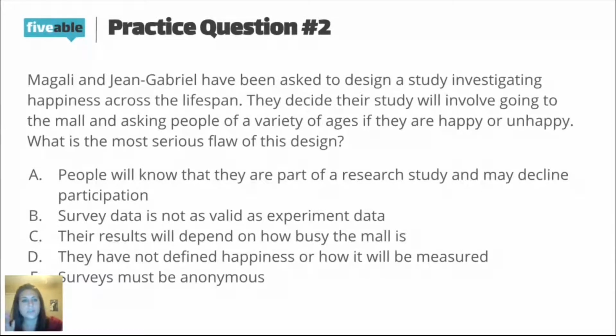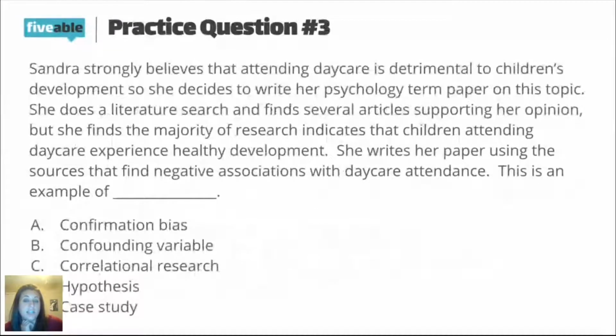Third multiple choice question, I've got 5 total, so let's get to it. Sandra strongly believes that attending daycare is detrimental to children's development, so she decides to write her psychology term paper on this topic. She does a literature search and finds several articles supporting her opinion, but she finds the majority indicates that children attending daycare experience healthy development. She writes her paper using the sources that find negative associations with daycare attendance. This is an example of this one. The answer for this one is A, it's confirmation bias.